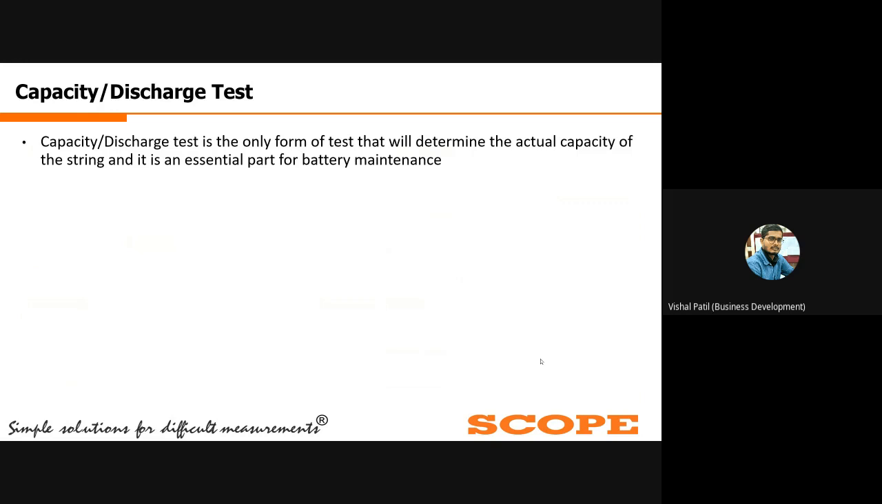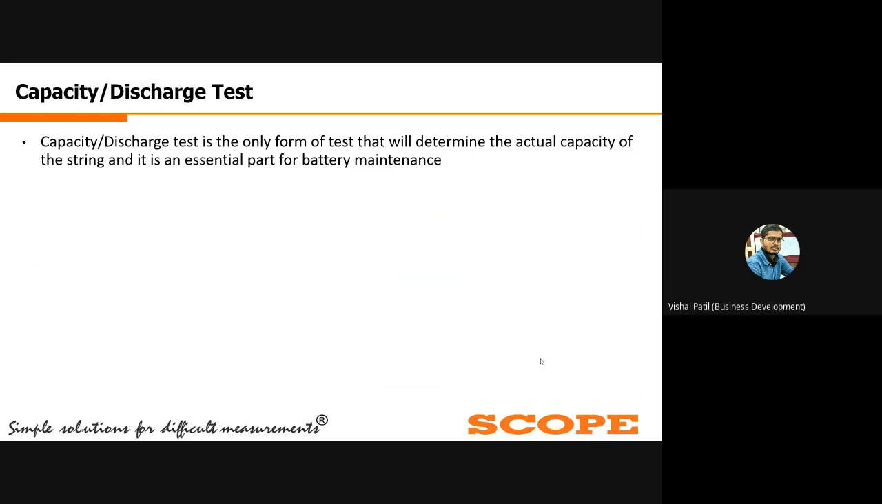Now we will see what is the actual capacity or the battery discharge test. The battery discharge test is one of the only tests used to determine the actual capacity of the battery bank, and it is a very essential part of battery maintenance because we will get an idea how much battery capacity is present, because during its entire operation the battery capacity will be reduced over a period of time.